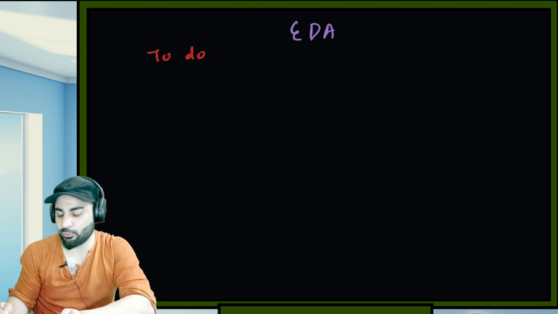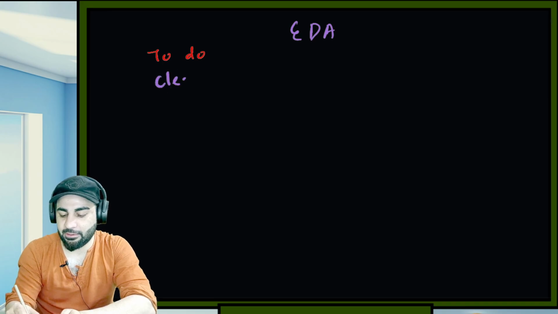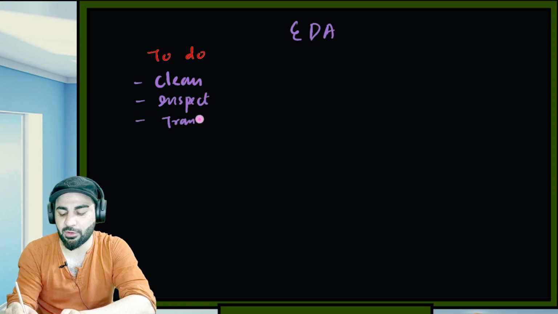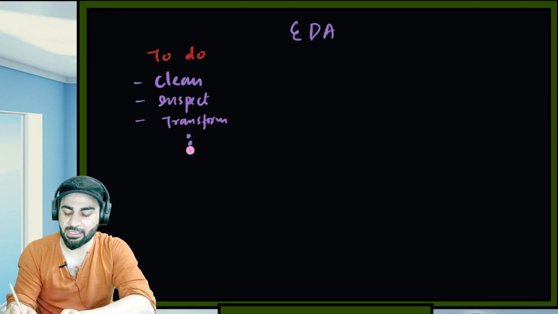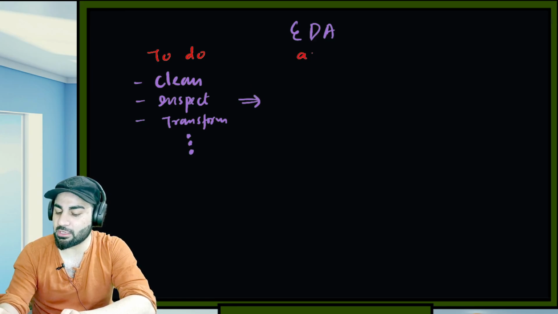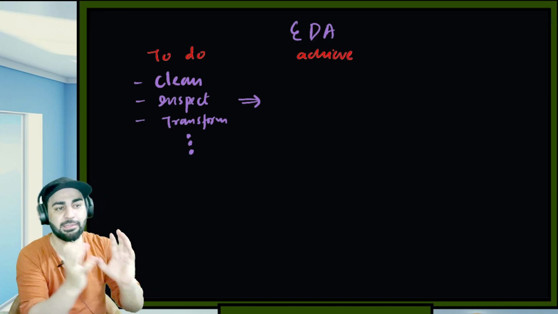The things that you do: you inspect the data, you clean the data, you transform the data somehow. All these things and a lot more things you will do, and then what are the goals that you want to achieve? The things that you want to achieve after performing EDA.